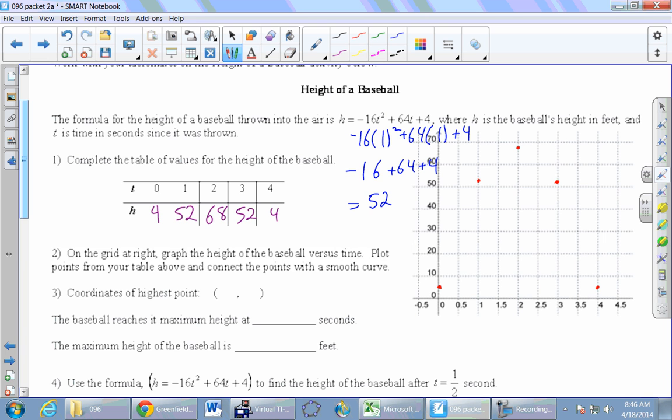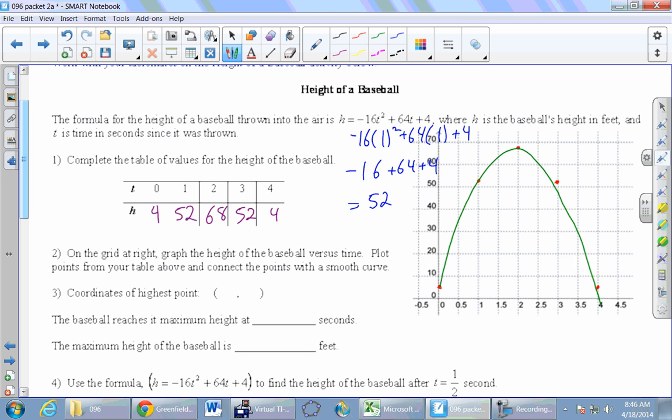And once you've got 5 points plotted, you're going to connect them with a smooth curve. What's the name of the curve we just drew? Parabola. And we shouldn't be surprised it's a parabola, because parabolas come when you're graphing y equals x squared. That's what we're graphing. It's just a t instead of an x.